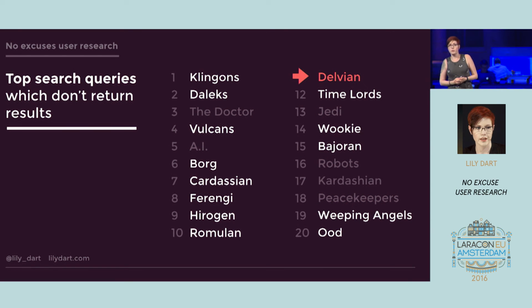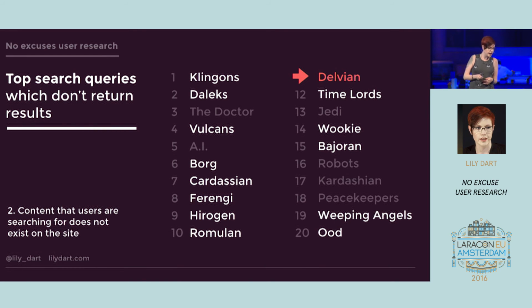The second issue from this batch of results is that our 11th most popular search term is Delvian, which is a valid race from Farscape, if you've ever watched it. But there's currently no content about Delvians on the site because the site owner just hasn't produced any. So our second finding is that some of the content that users are looking for does not currently exist on the site. And this is a good example of how we may be missing out on traffic for people searching in Google about Delvians to other sites about Delvians.